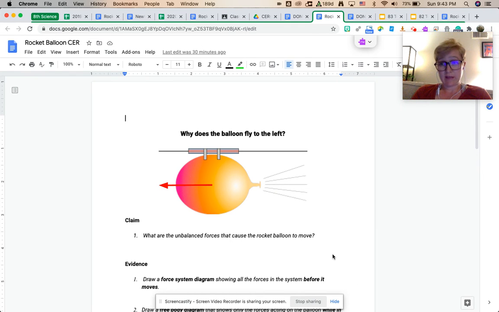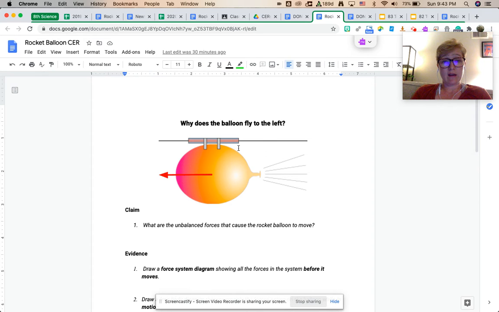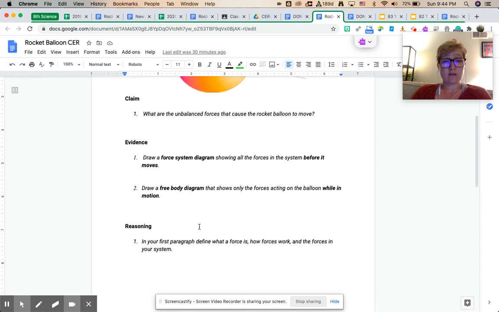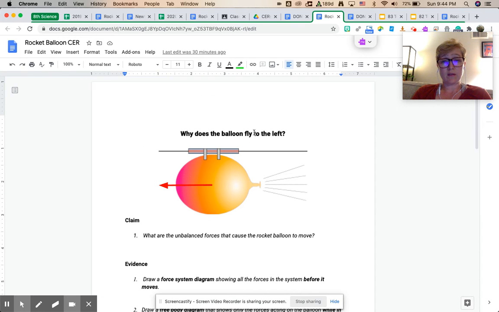So you remember that demo we did when we had a balloon and I taped it to a straw on a string and it flew across the room, and we used that really to talk about Newton's third law for action reaction. So you're going to write a CER to explain why the balloon flies to the left. So why does this thing fly?